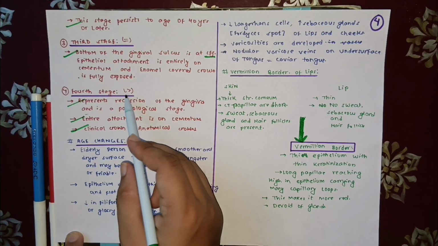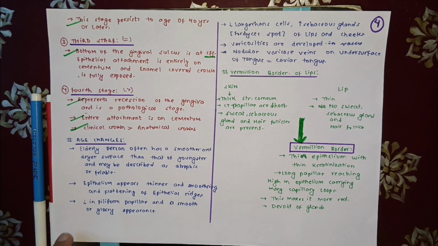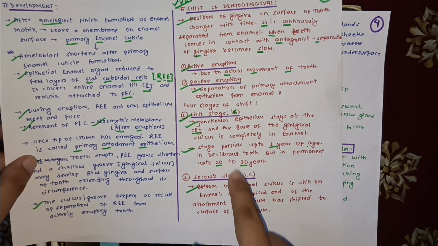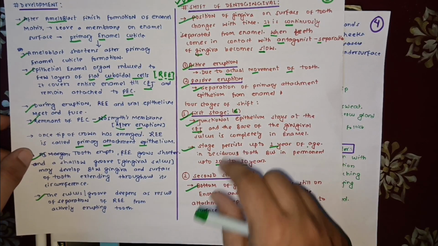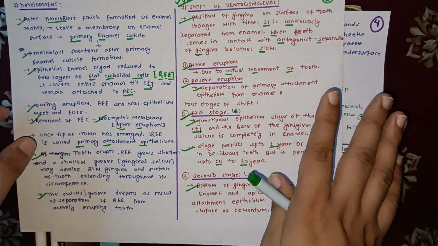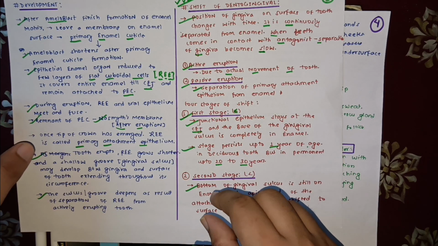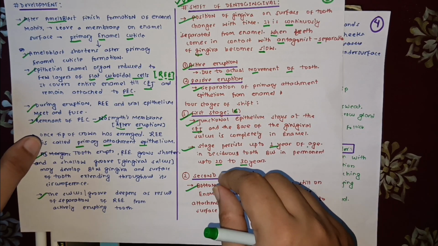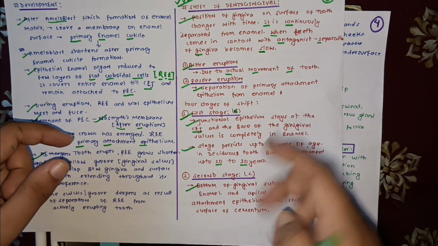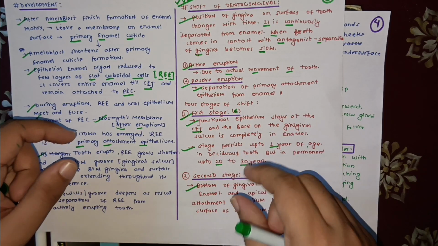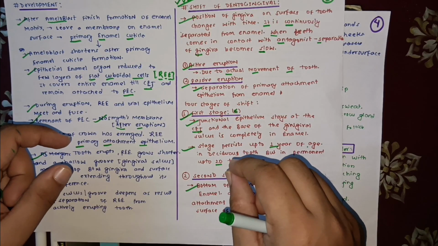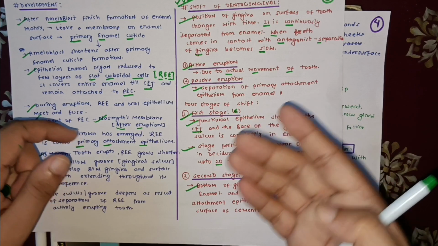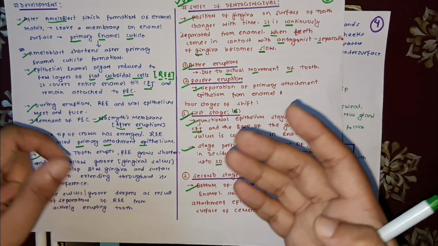Now I will discuss this greater, equal and less, as I have written here. The first stage and the second stage are physiological conditions, that is, the normal condition. Here the concept of the clinical crown and the anatomical crown comes. I have explained the clinical crown and anatomical crown properly in the dental anatomy video on this channel, so you can watch that video.